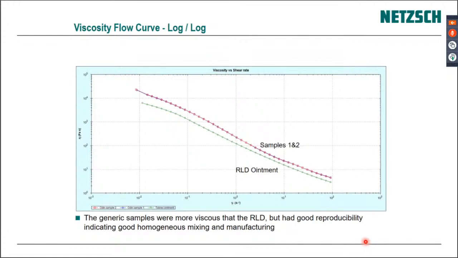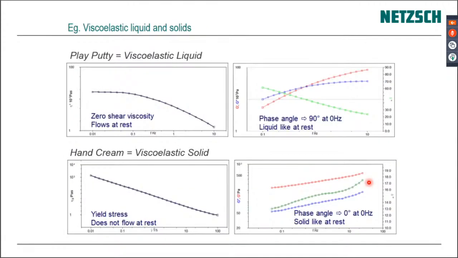And then lastly, the viscosity flow curve. And this again shows you a fantastic reproducibility. So you can see for samples 1 and 2, the samples are very good overlay there, but the reference listed drug has a much lower viscosity. So we'd probably need to soften the material up a little bit, or add some lower viscosity oil or liquid to the material to stop it being quite so viscous. All right, so that was a quick overview.